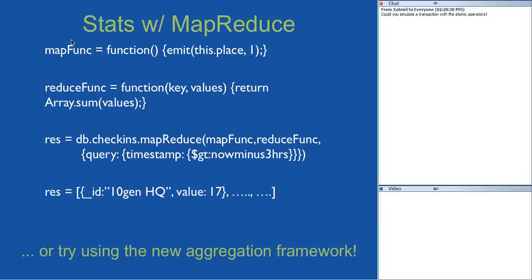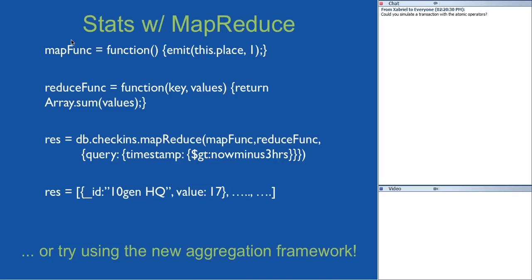So if you look at this final command here, basically what we're doing is running a MapReduce job that's going through and returning a list of which places have the most check-ins within the past 3 hours.